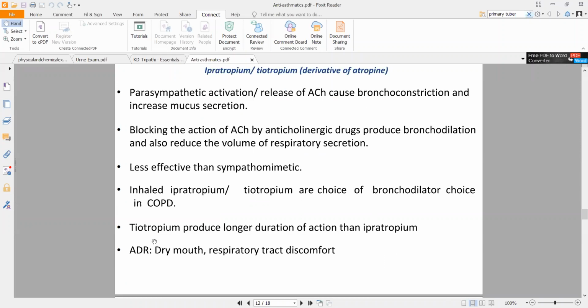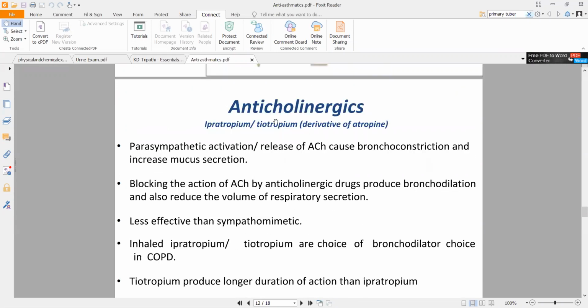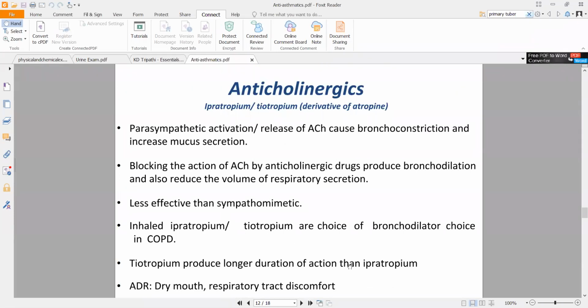Now in general, tiotropium will produce a slightly longer effect than ipratropium. So tiotropium is relatively new. That is being given nowadays for longer duration of action because it has a longer duration of action than ipratropium. Some common side effects of any anticholinergic, this is not specific to tiotropium and ipratropium, but whenever you give anticholinergics, it will cause dry mouth.